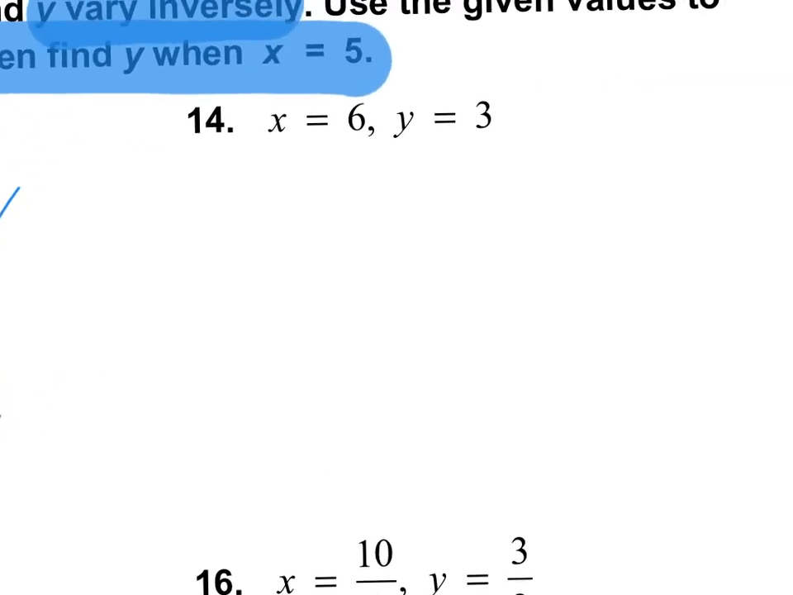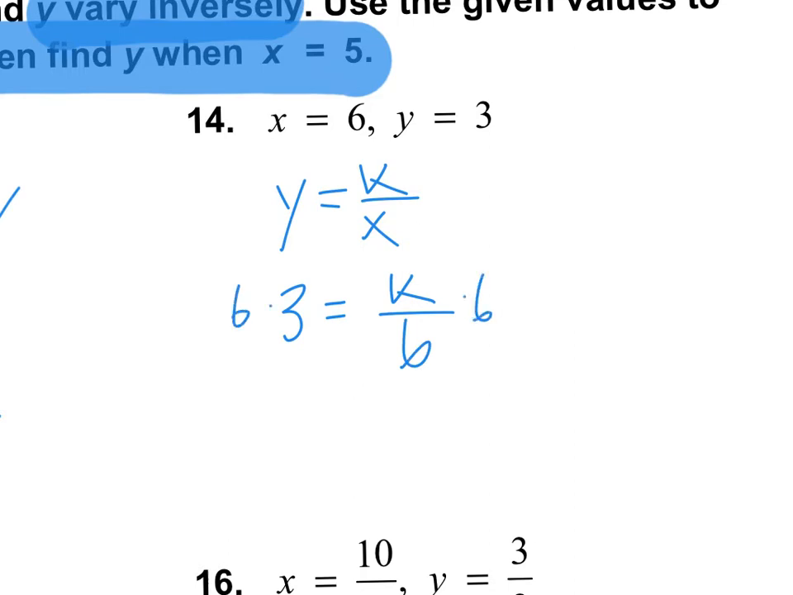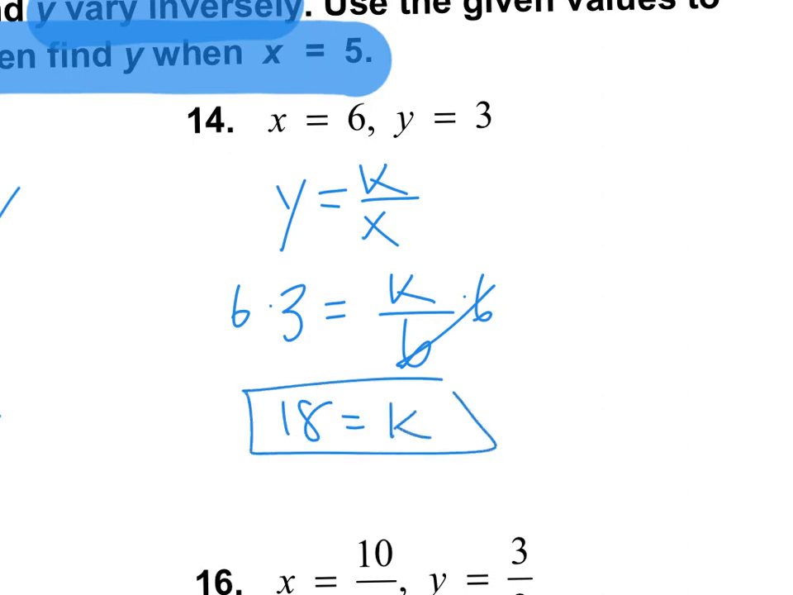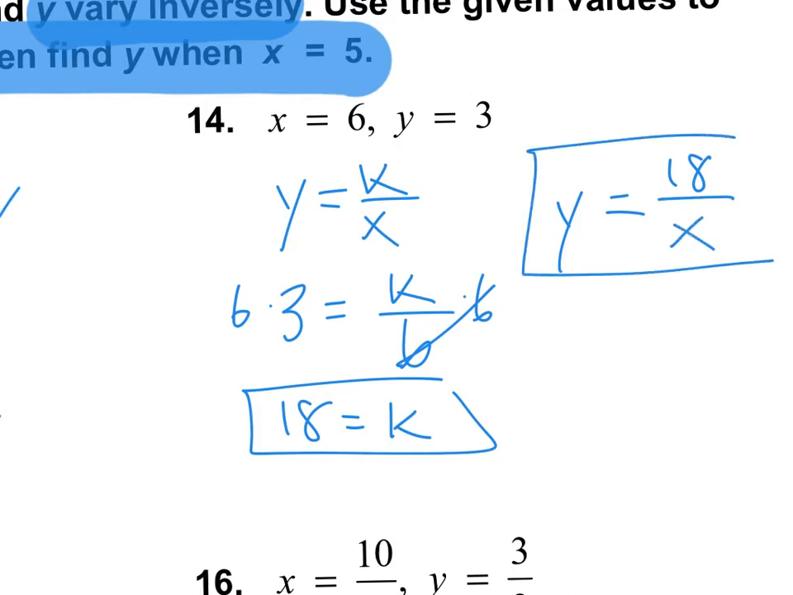Use the x and y value they give me. Y equals k over x. We're still working with inverse proportion or inverse variation. I'm going to substitute them in there. 3 is y. X is 6. I multiply by 6 to get rid of the denominator, which gives me 18 for a value of k. My constant of proportionality is 18. So my equation for this problem is y equals 18 over x. This is my equation. Now I can use my equation to find any value of x and y.